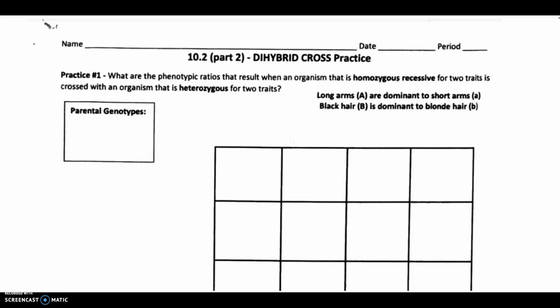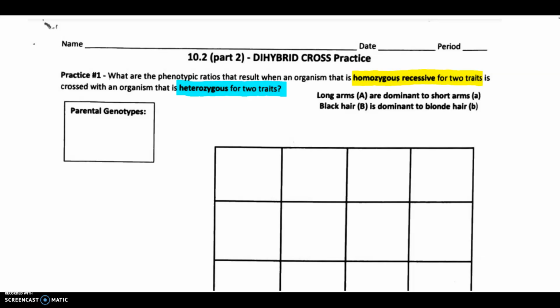So let's read the problem here. What are the phenotypic ratios that result when an organism that is homozygous recessive for two traits is crossed with an organism that is heterozygous for two traits? So the first thing I'm going to do is highlight the fact that we have one parent that is homozygous recessive for two traits, and we have another parent that is heterozygous for two traits. So what we need to do first is write the genotypes for those two parents.